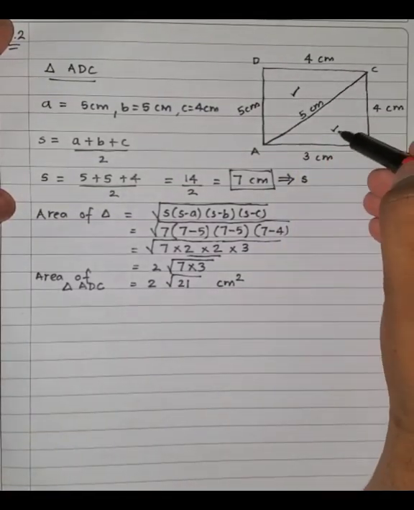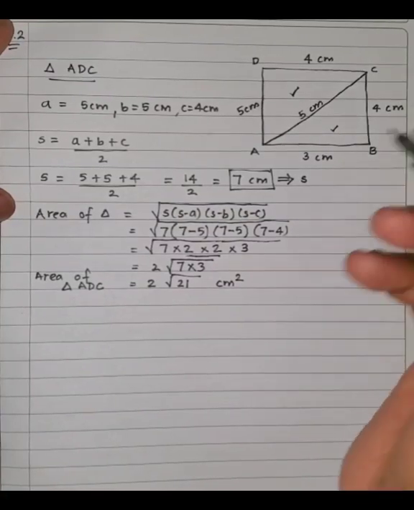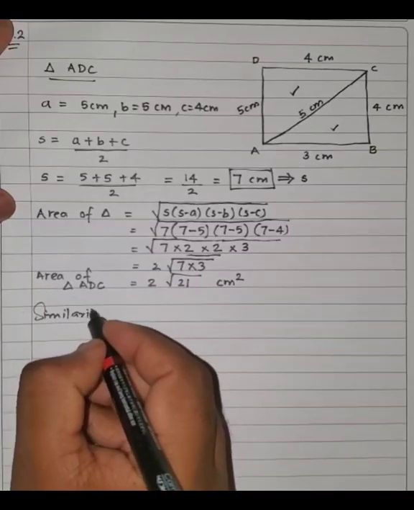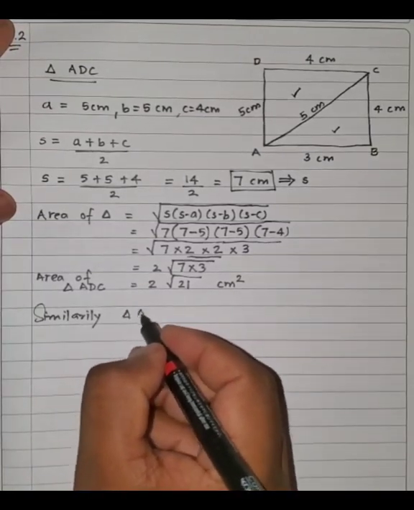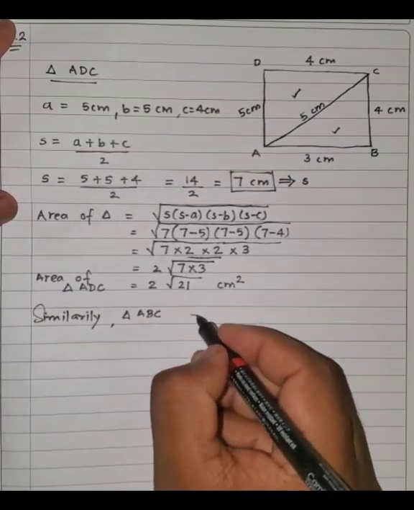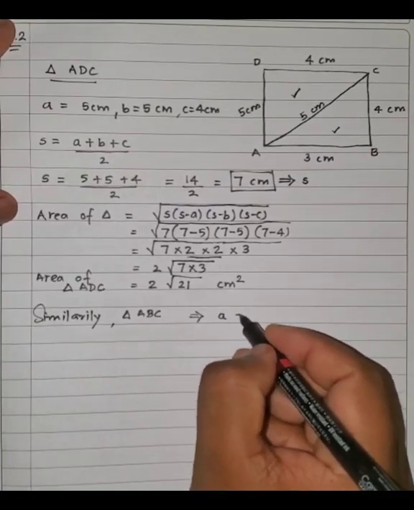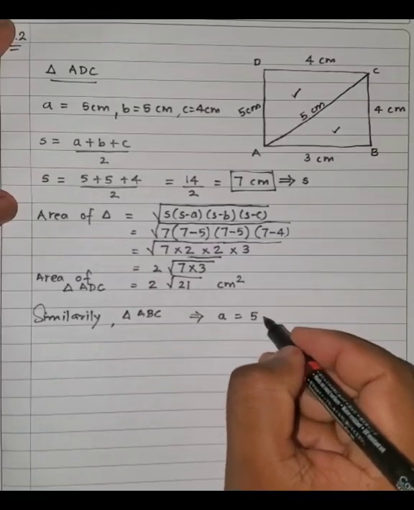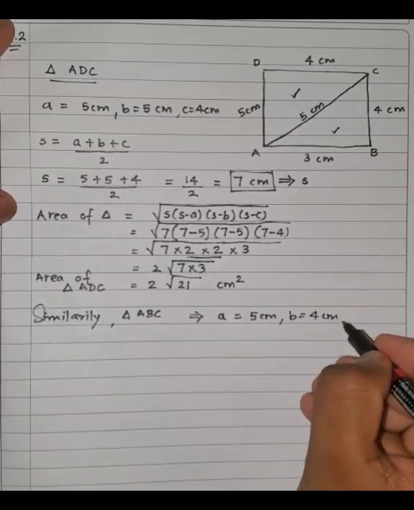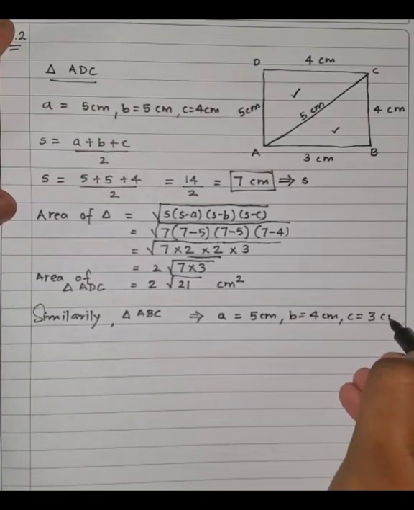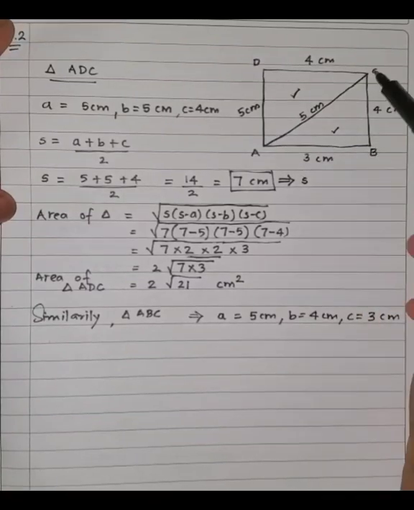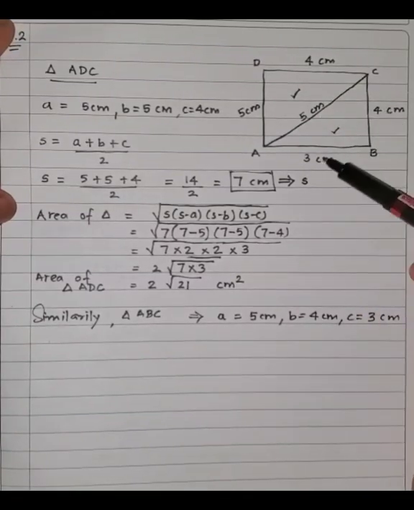So I've got the area of this particular triangle. Now what is the next part? Similarly, we'll take the next triangle, that is triangle ABC, wherein the sides are given as A is 5 centimeter, the other side is say 4, and the third side is 3 centimeter. So this is what I'm talking about. 5, 4 and 3. I'm talking about this triangle ABC.